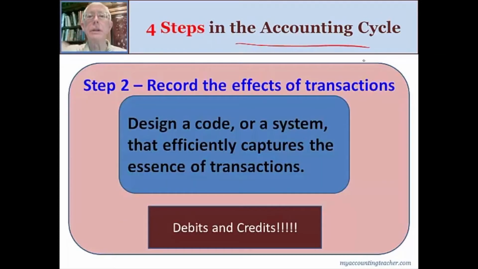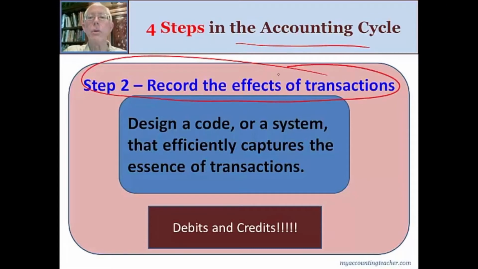Step 2 in the accounting cycle is to record the effects of these transactions. Step 1, you analyze them, determine the economic essence. And step 2, you better record this. Get it written down. If you don't get it written down, you don't know whether it happened or not. You better design some kind of code or some kind of system, something that efficiently captures the essence of the transactions. I mean, you can't record every single thing. You'll be buried in all kinds of little bits and bytes of information here and there. You better have a code in place.